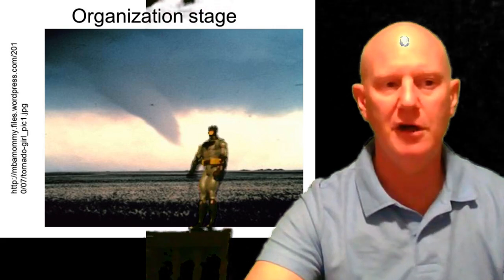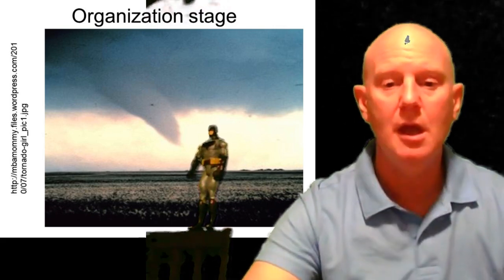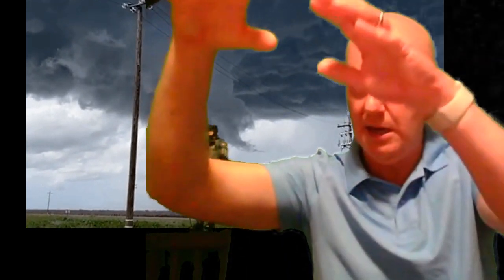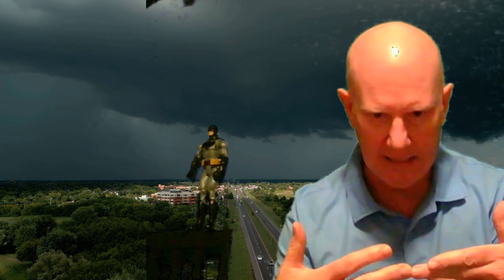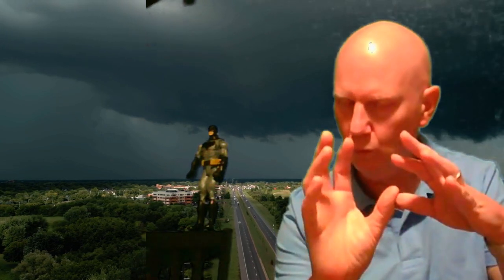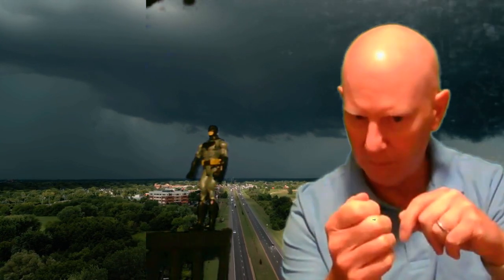The second stage is called the organization stage, where you see the funnel. The funnel has come out of the sky, and it may do a dance where it's forming and it'll go a little low and then go back up, go a little low and go back up. If it never touches the ground, you are still in the organization stage. So if that twist is visible, but it doesn't touch the ground, you still have a tornado that is organizing.